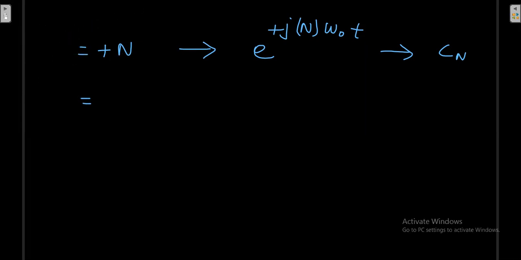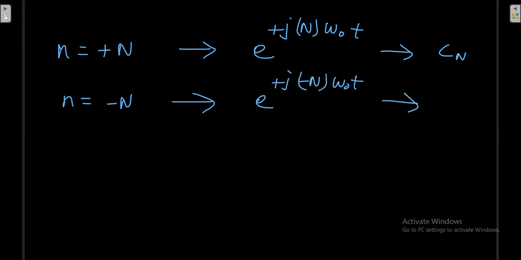When you put small n, again it is minus n, then you will be getting e power plus j minus n omega naught t. Again, this is c minus n. So we'll call this the nth harmonic component.